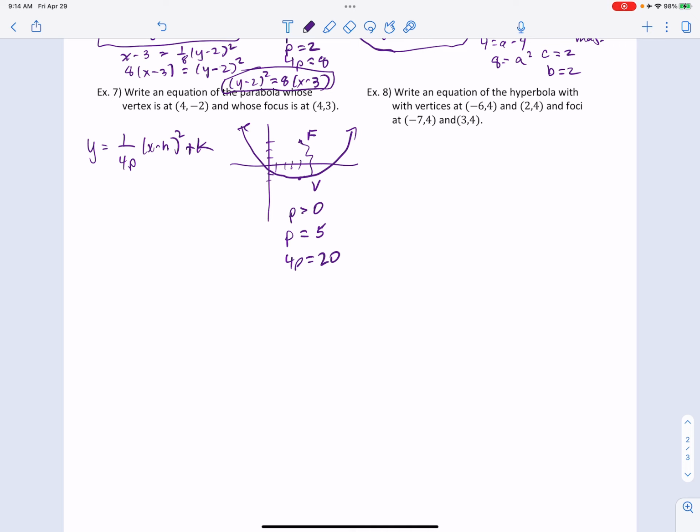And the vertex is right here. This is my h, k. So my equation is y equals 1 over 20 times x minus 4 squared, and then minus 2.